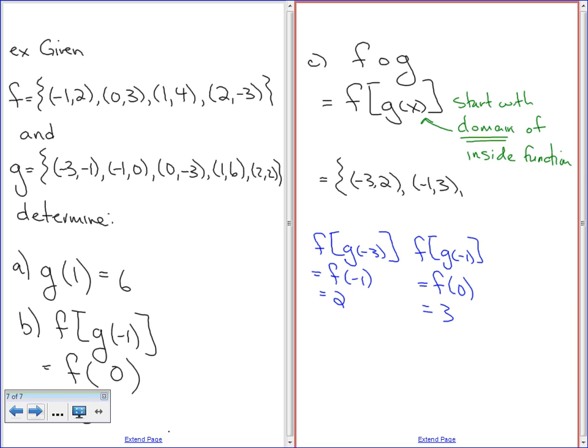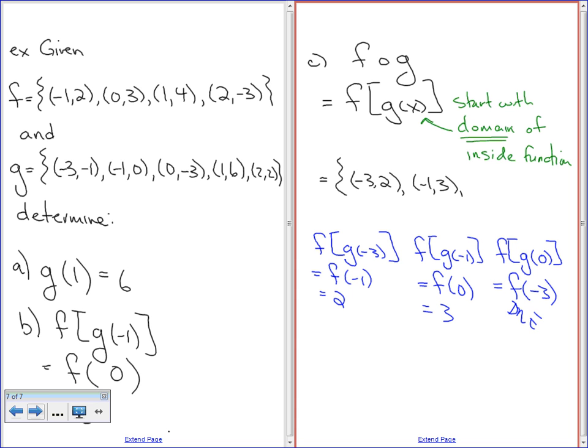Move on to the next one. f at g at 0. g at 0 is -3. Go up. Where is f equal to -3? You see a -3 up there anywhere in the x position? So do you see one? So you can't do it. So it does not exist.